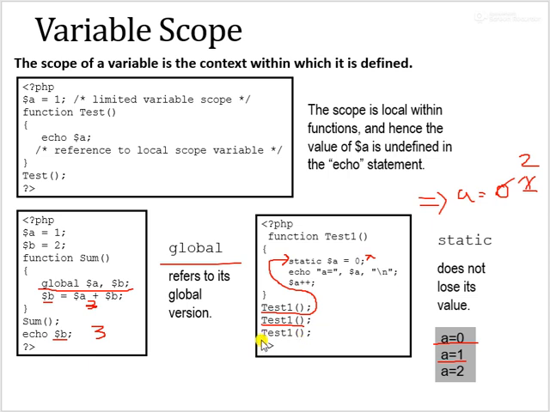And when we call test1 the third time, again when we come to the function body, this statement will be ignored because a already exists in the memory. Echo a, so a is equal to 2 will display on screen, and a plus plus will change a to 3. So this will be the output of this program.